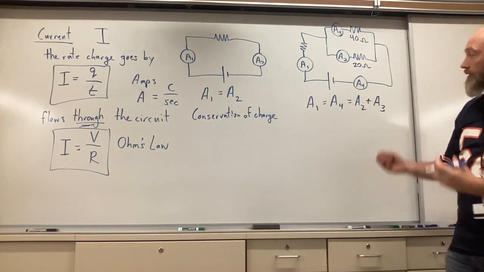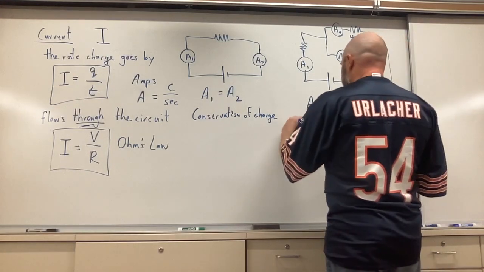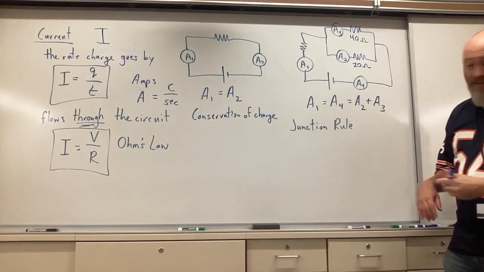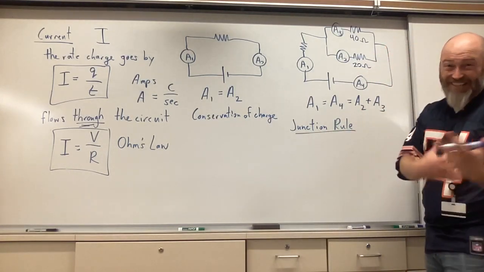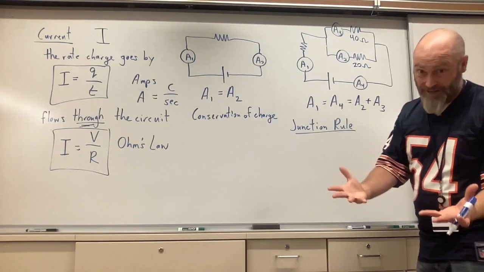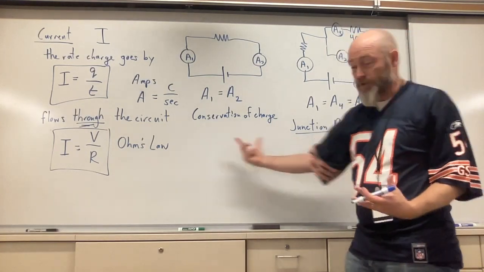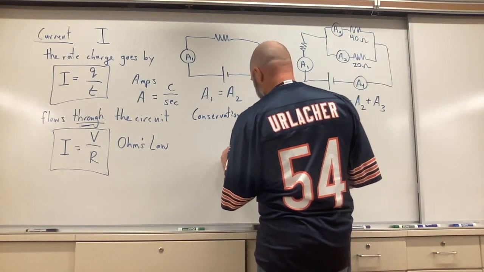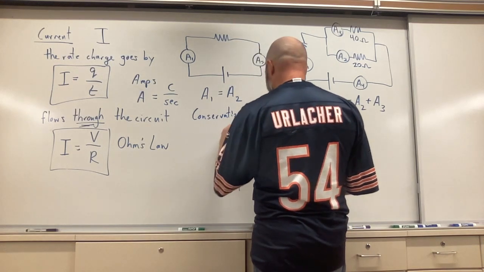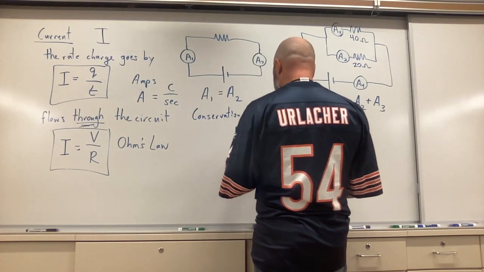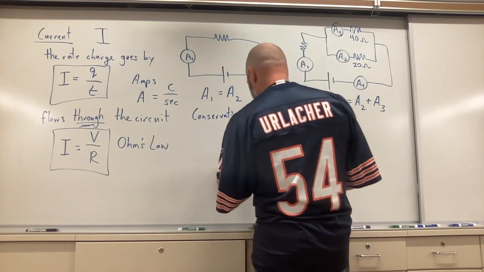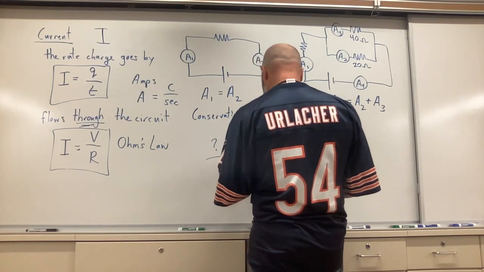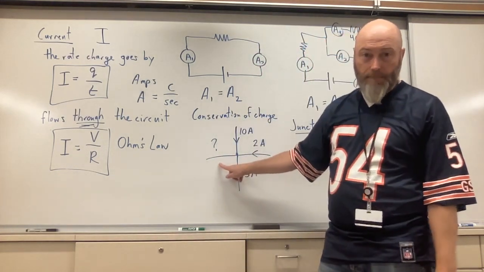Hopefully that makes sense. This is called the junction rule, which really just states whatever current comes into a junction has to go out of a junction. Duh. Like just conservation of charge. So let's say I have a junction, and I have 10 amps coming in, and maybe 2 amps coming in, and then 5 amps coming out. Figure out what's happening over here.